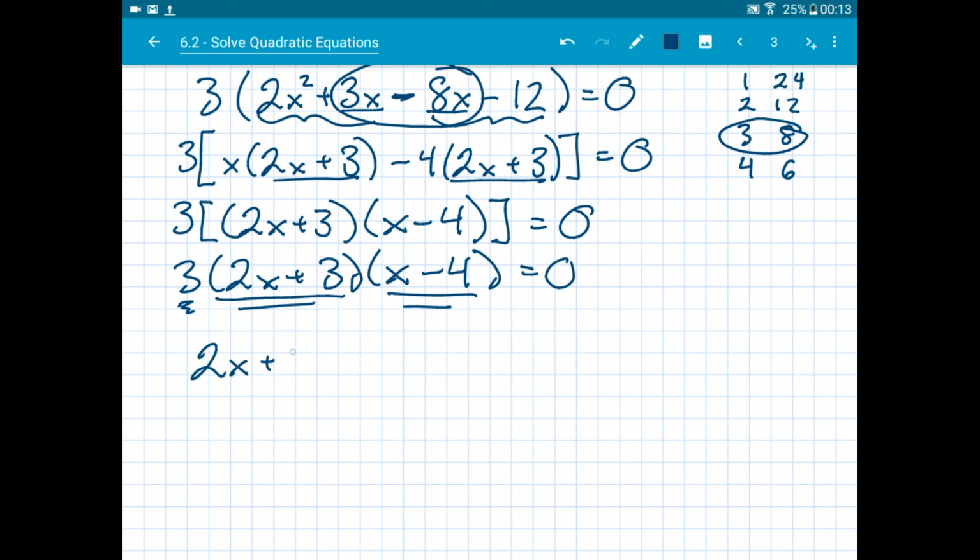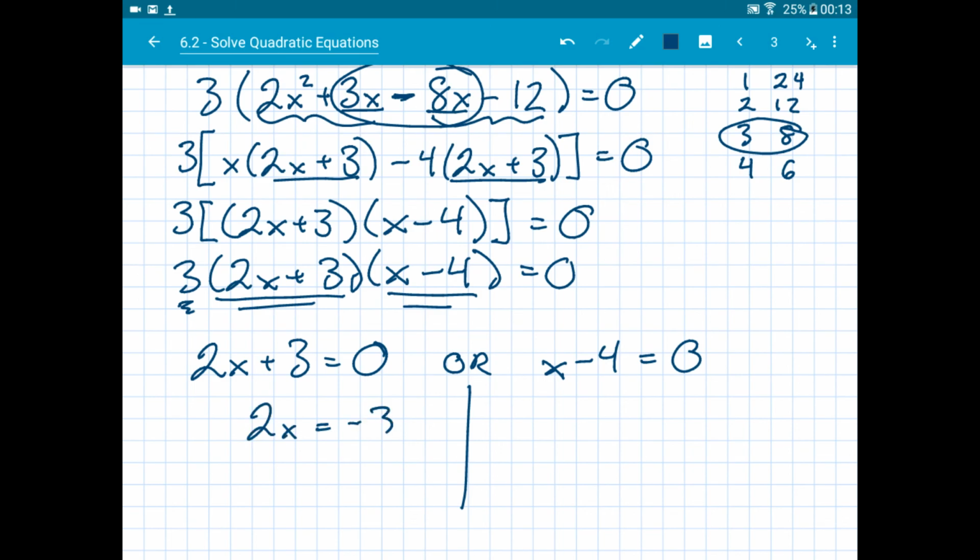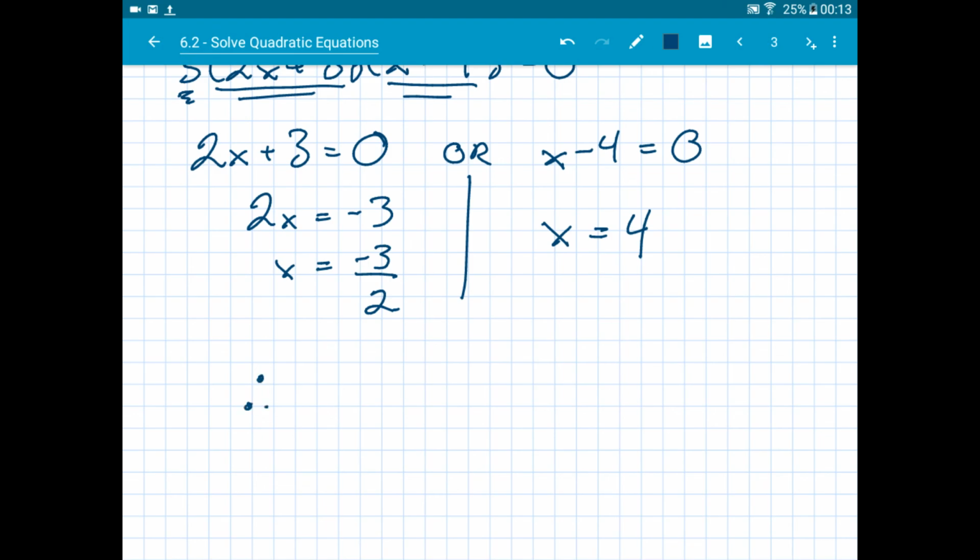So 2x plus 3 equals 0, or x minus 4 equals 0. I'm going to split them up, and we've got 2x is equal to minus 3, so x is equal to minus 3 over 2. And over here we've got x equals 4. So there's our 2 solutions. So therefore, x equals minus 3 over 2, or x equals 4. Now there's a bunch of twists and turns along the way. The questions that you'll be presented with might have you rearrange into certain forms, or there might be word problems dealing with this. But these are the basics, and I think that you can get started.